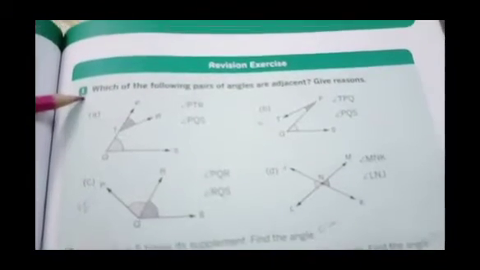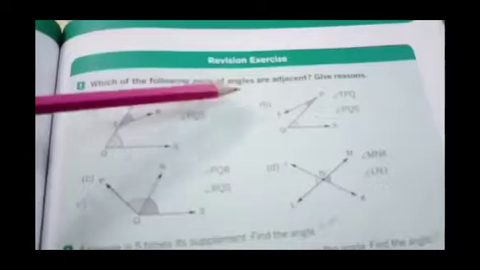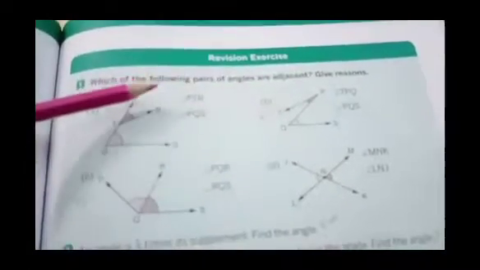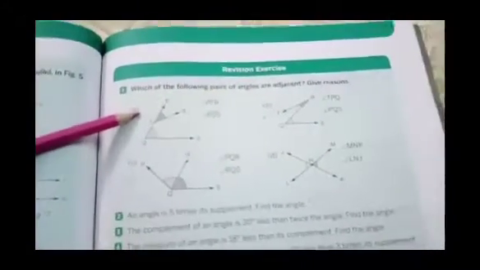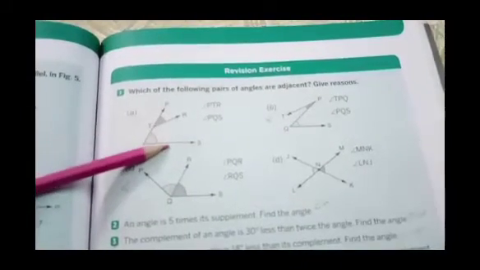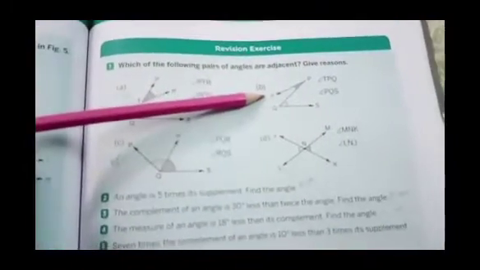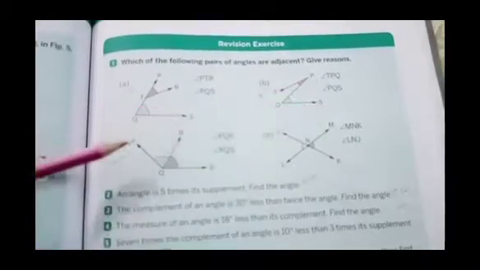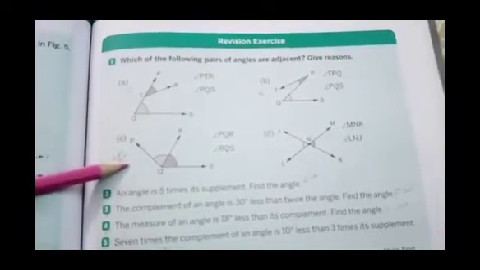Now, revision exercise, lesson 6. Look at the question. Which of the following pairs of angles are adjacent? Give reason. Number A, in this diagram, we don't find any adjacent angle here. Number B, also we don't find any adjacent angle. The answer is number C. Now they told us to give reasons, so let us proceed towards the board.